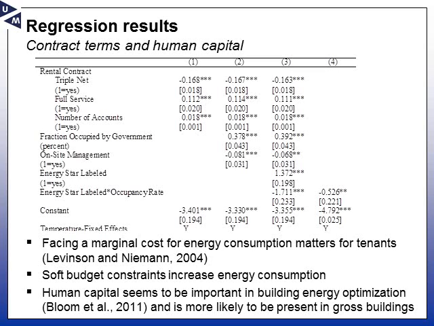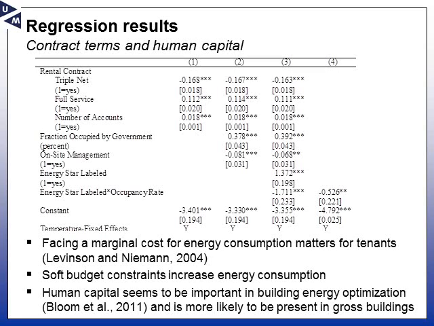We also find that contracting matters. So recall what I was saying before, that those who have a full service lease face a zero marginal cost of electricity consumption. So compare in column 1 the coefficient minus 0.168 for the coefficient on triple net lease relative to the coefficient of 0.112 for full service. Intuitively, what this means is those buildings which are triple net, where the tenants pay their own electricity, they consume 27% less electricity than those buildings where the tenants are not paying their own electricity.